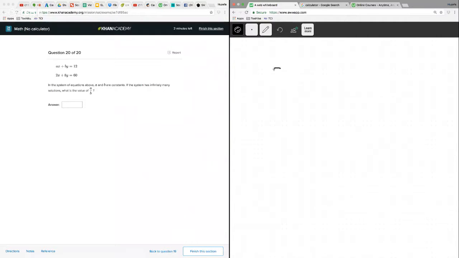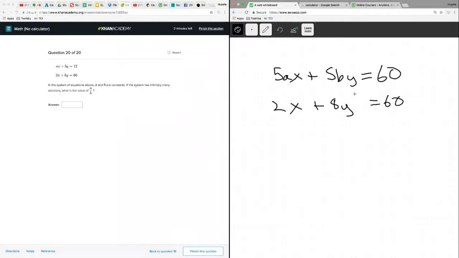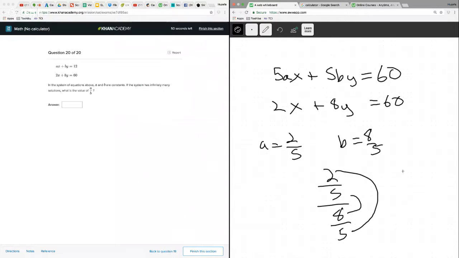So I'm going to multiply the top by 5. So it's 5AX plus 5BY equals 60. And then 2X plus 8Y equals 60. Therefore, B must equal 8/5, and A must equal 2/5, because that's what's going to multiply to get these constants the same. When they say they have infinitely many solutions, they are the same equation. 2/5 and 8/5. What is the value of A over B? 2/5 over 8/5, and then I like to do it like this. I multiply. So it's 10 over 40, or 1/4.